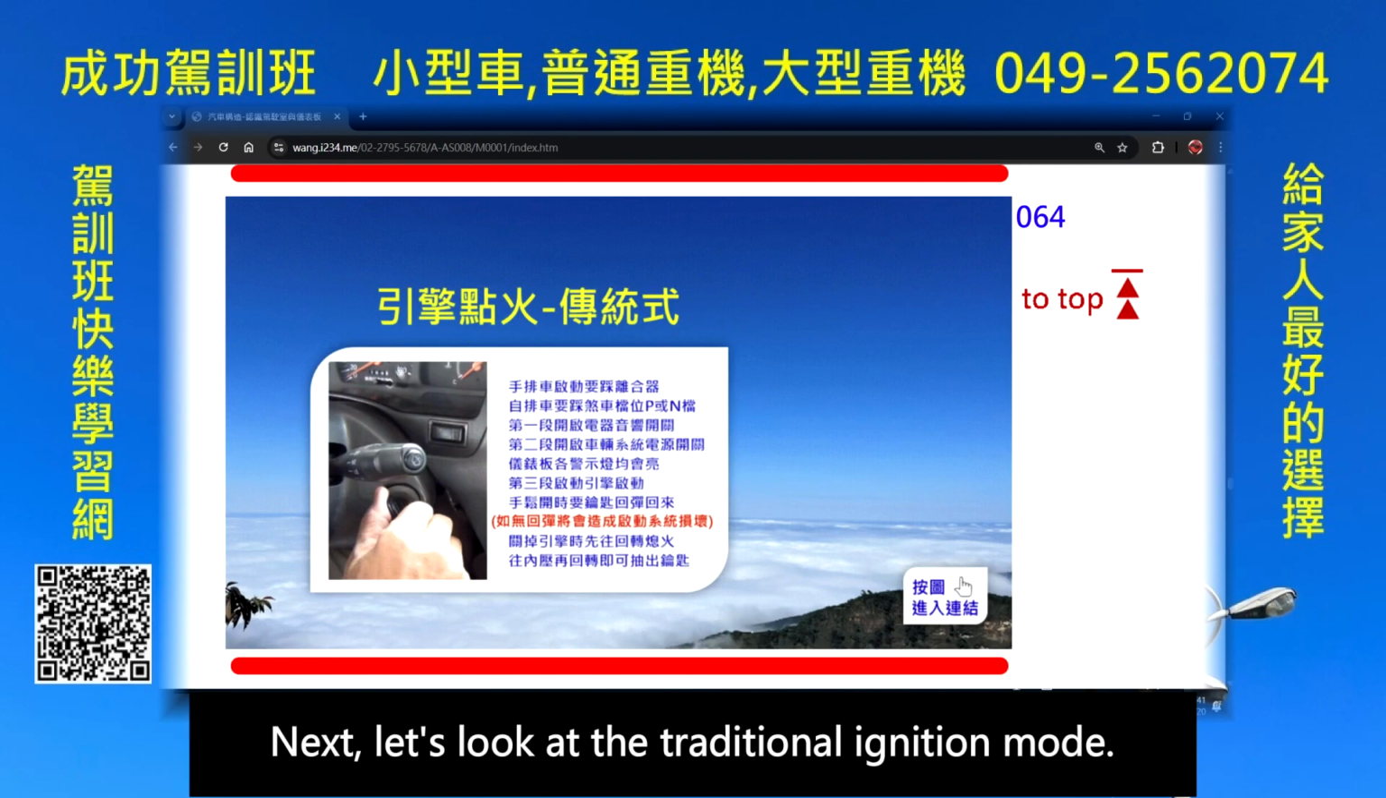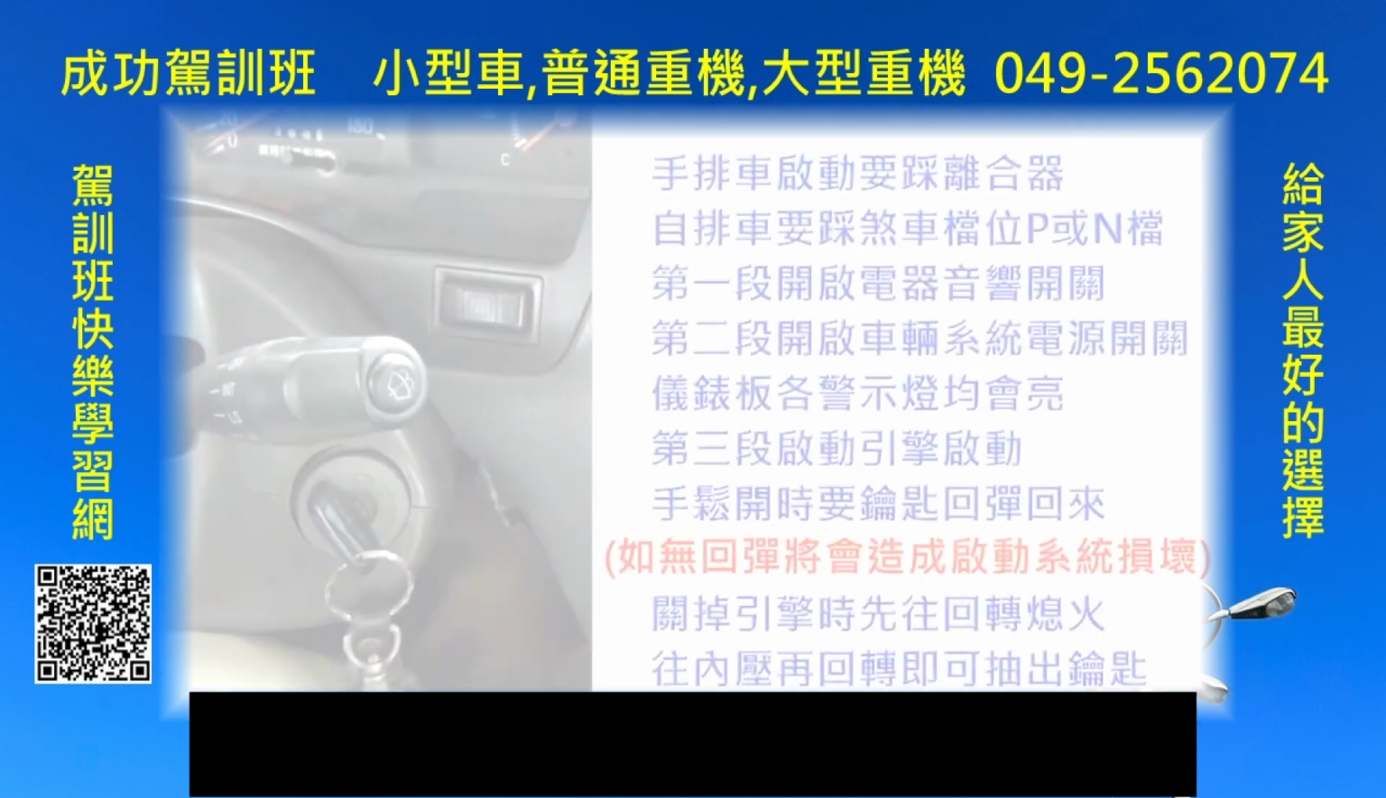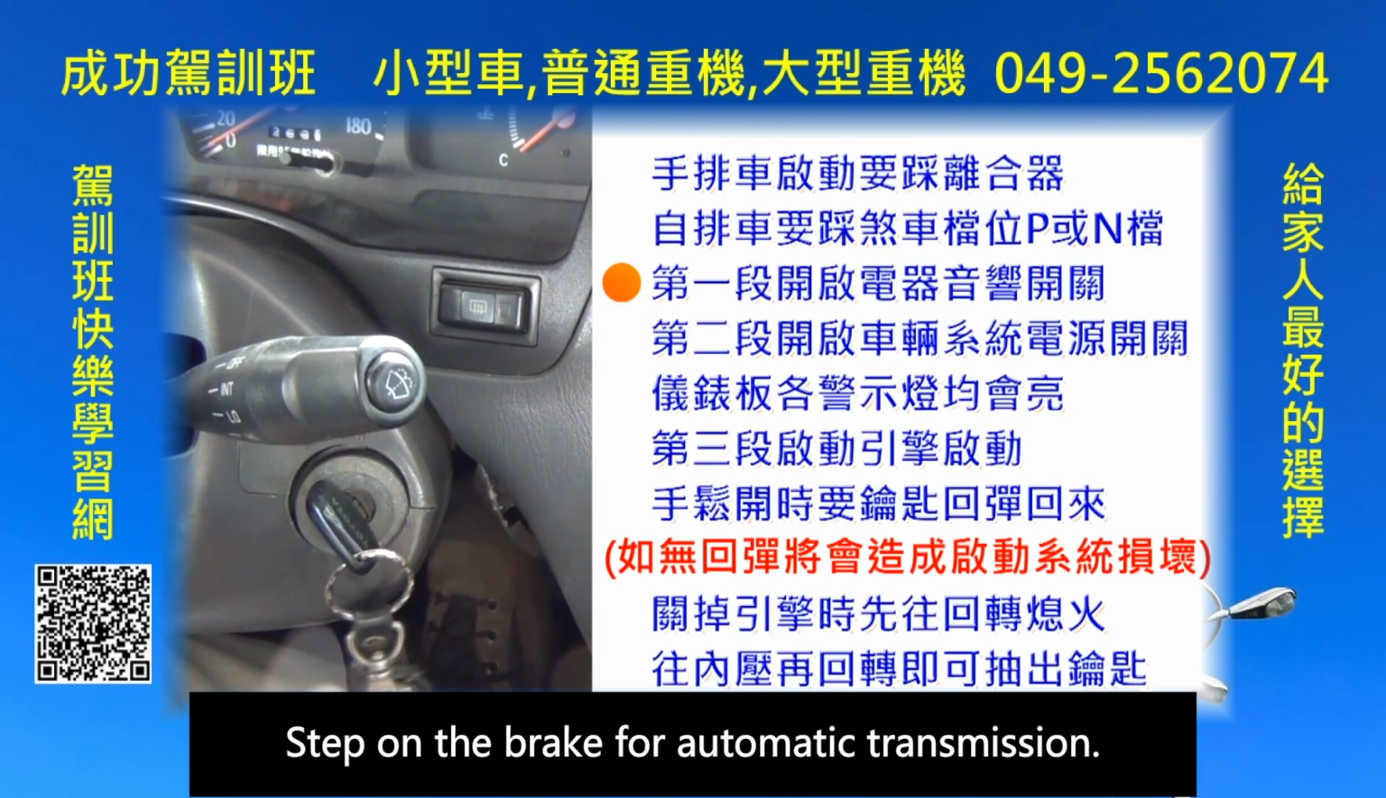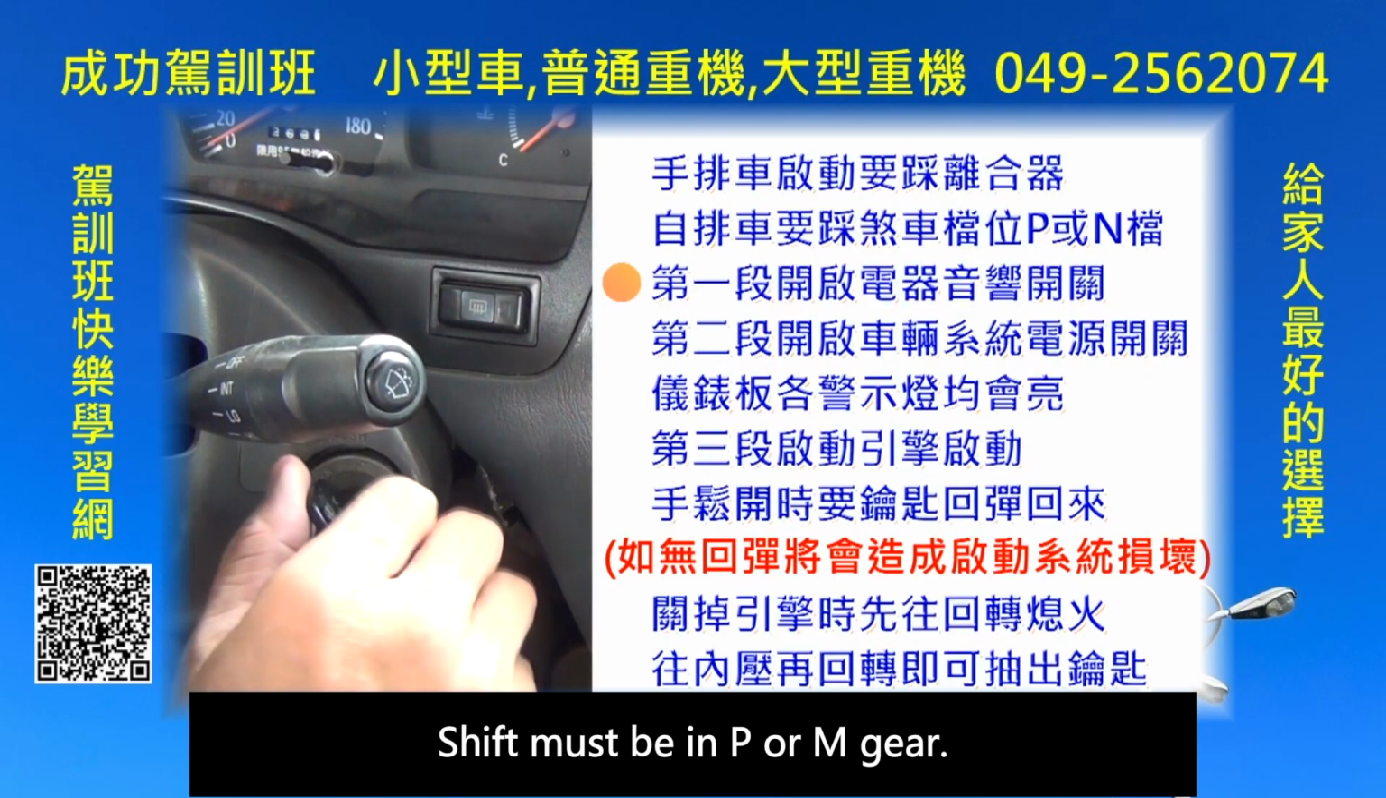Next, let's look at the traditional ignition mode. Started with a key. For manual transmission, press the clutch to start. Step on the brake for automatic transmission. Shift must be in P or M gear.